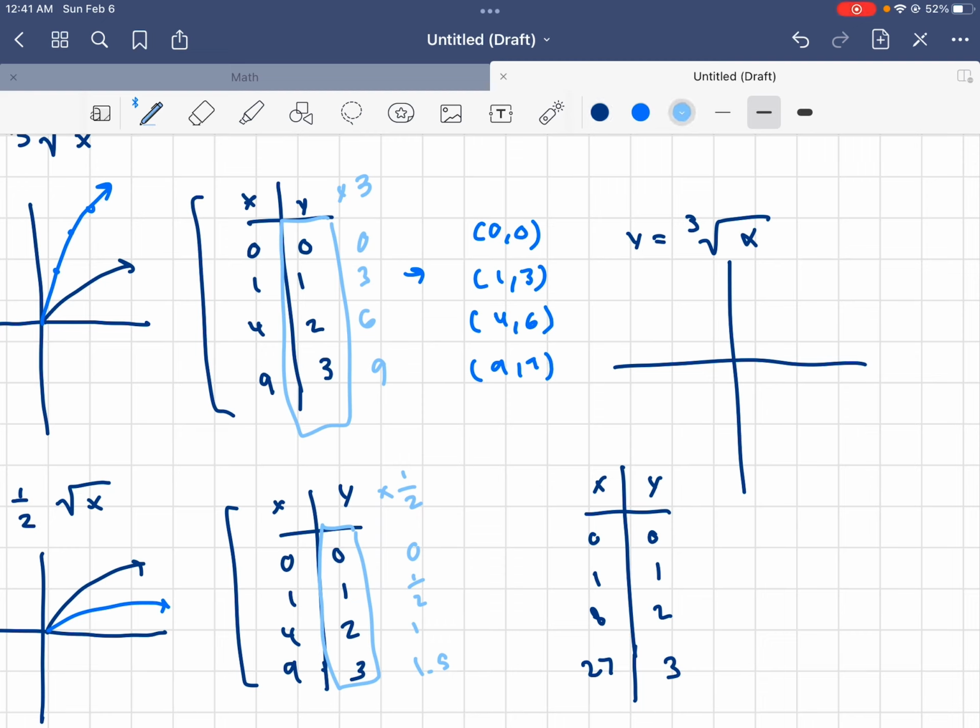So here we can see that when you plug 8 into x, the cube root of x is... oh wait, the cube root of 8 is 2, yeah, because 2 times 2 times 2 is equal to 8. So that means the cube root of 27 is 3, because 3 times 3 times 3 is 27.